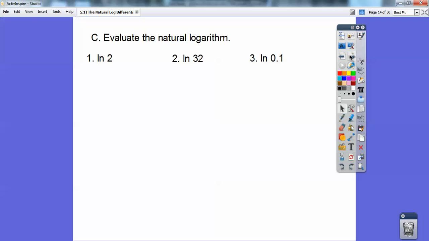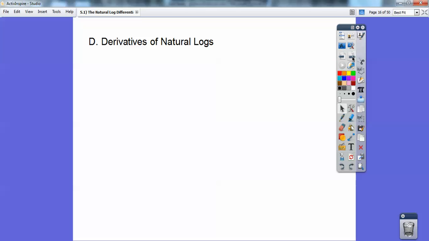Okay, all right, so evaluate each logarithm. These are just plugging them in the calculator, so there you go. That's easy stuff.